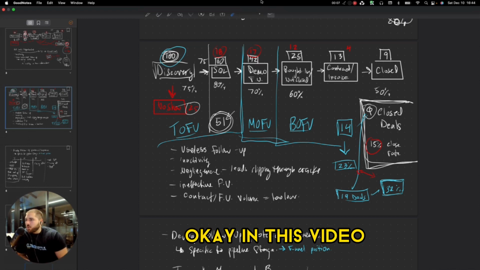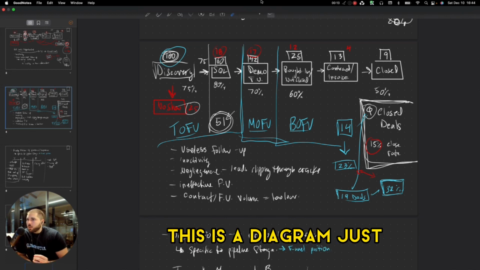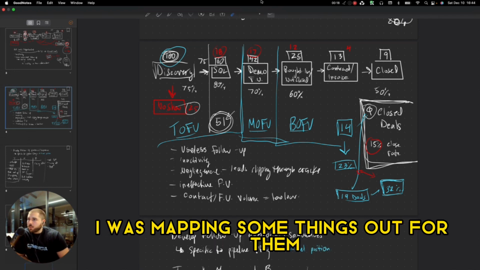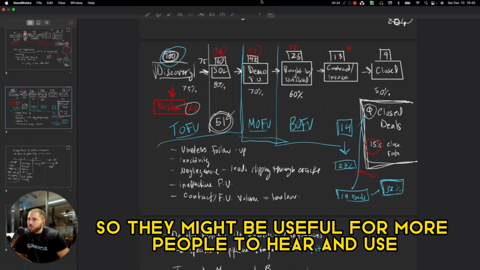Okay, in this video, I'm just going to be going through a few things here. This is a diagram of a pipeline that I was working on with a client. I was mapping some things out for them, and I thought I'd make a video explaining what I took them through, because I think it might be useful for more people to hear and use.